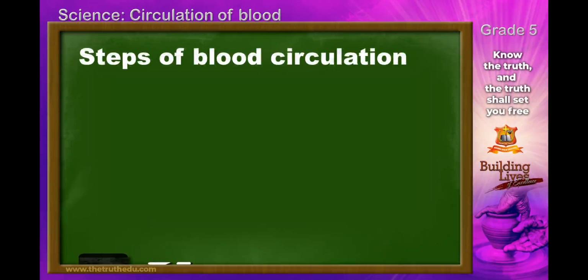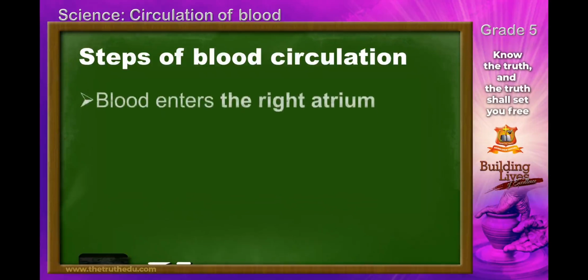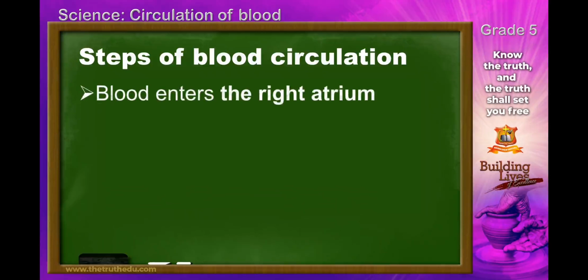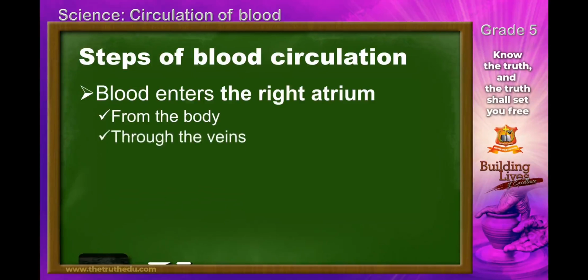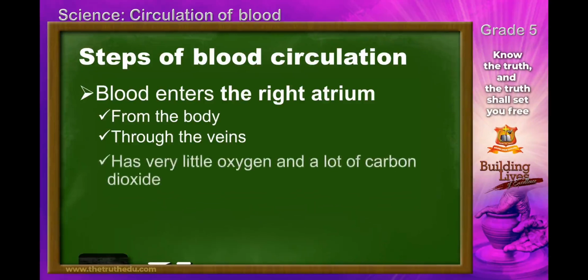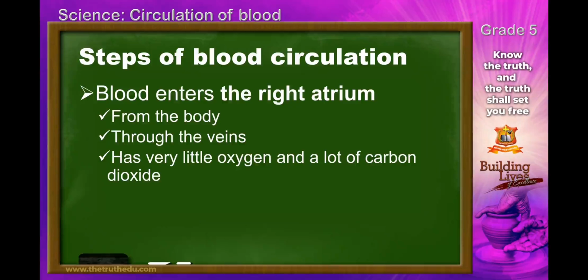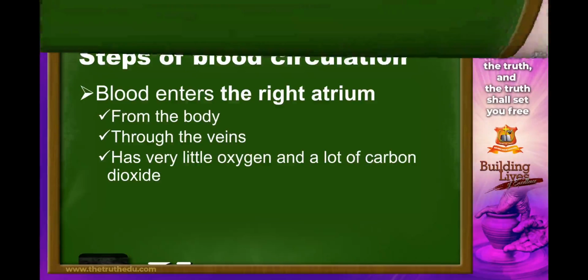Now we'll look at the steps through which blood circulation happens. The blood enters through the right atrium from the body and it comes through the veins. So as we know that deoxygenated blood is sent back to the heart from the veins, in clearer words, deoxygenated blood is sent from the body to the right atrium via veins, and this has very little oxygen and a lot of carbon dioxide.